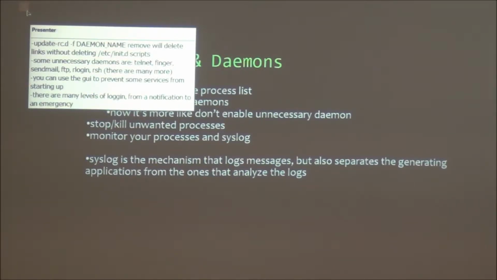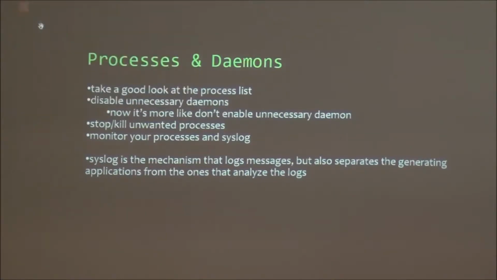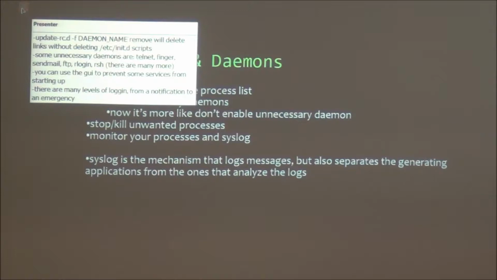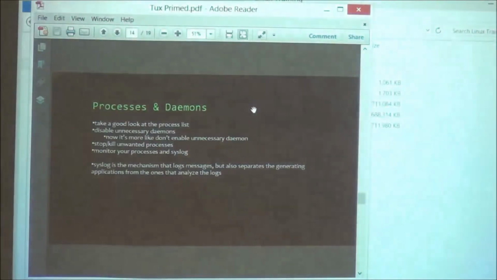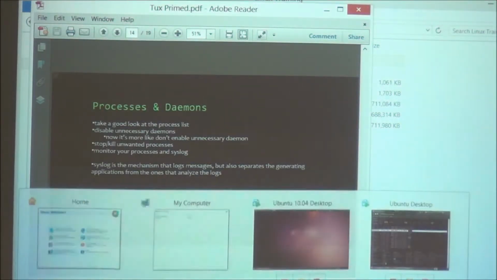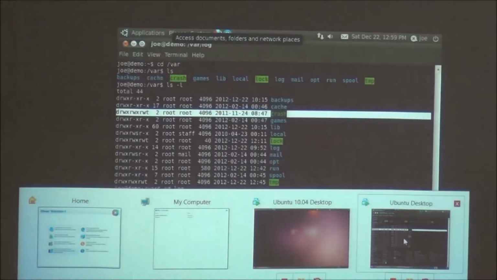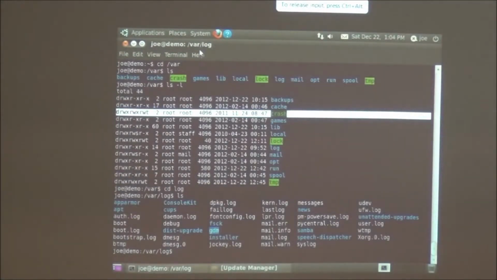Also on the notes, you can use a GUI to prevent some of these services from starting up. And I talked about the syslog, different levels of notifications, whether it's an emergency or something crashed or kernel panic, or just saying, hey, I'm an application and I'm running. It's going to get logged in there. That's what that note means. So, I'm jumping back and forth a lot, but a lot of these things, if you don't see them, you won't remember them.